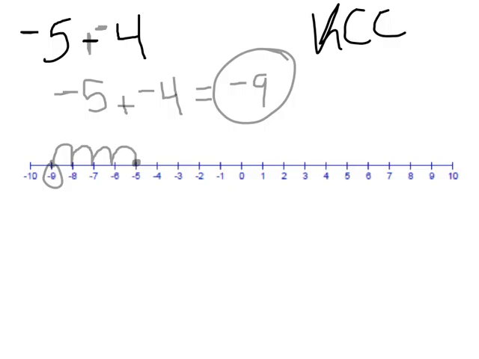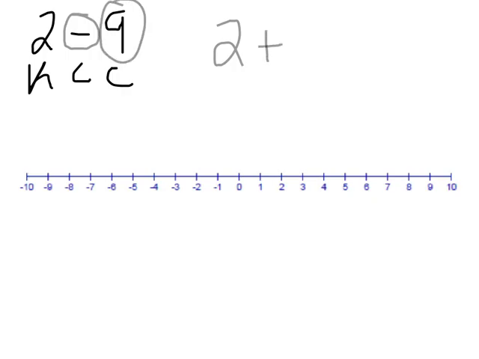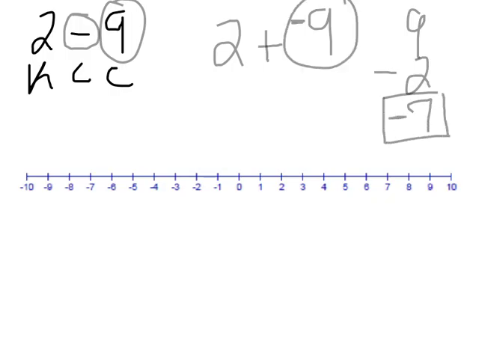Let's do another one. Let's say I had 2 minus 9. Again, I'm going to use keep, change, change. So I'm going to keep the sign of the 2. I'm going to change my subtraction symbol to an addition symbol, and I'm going to add a negative to the 9. And so now my signs are different. I'm going to subtract them. 9 minus 2 is 7. Keep the sign of the larger number, which was 9, so this is negative 7. So I'm going to start at 2, and I'm going to move 9 units to the left. 1, 2, 3, 4, 5, 6, 7, 8, 9. Boom. Negative 7.